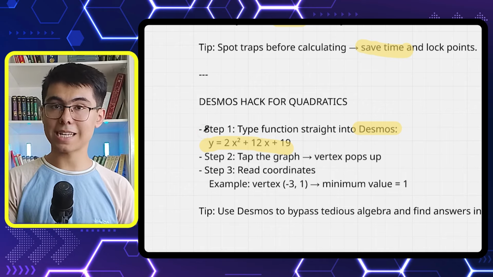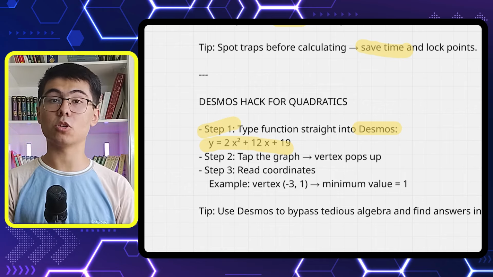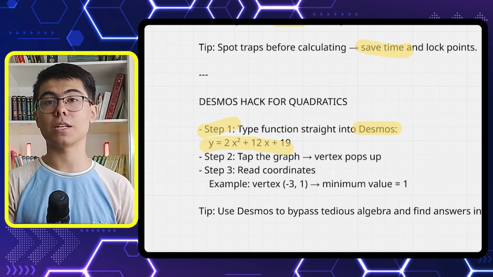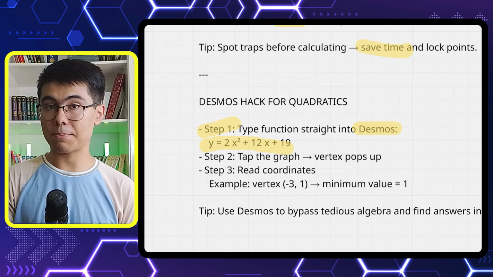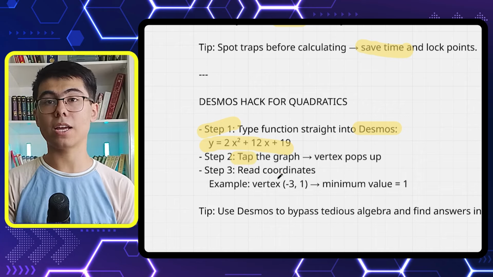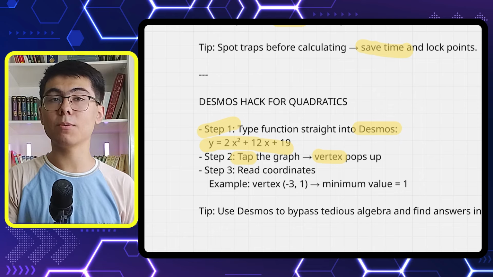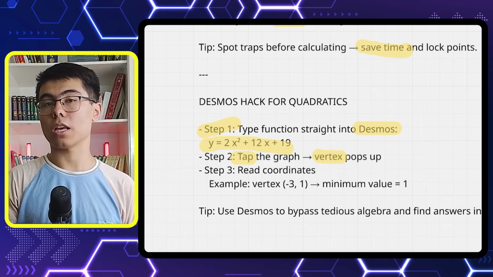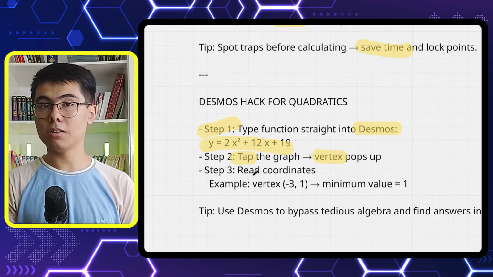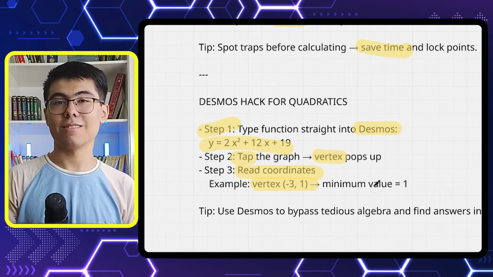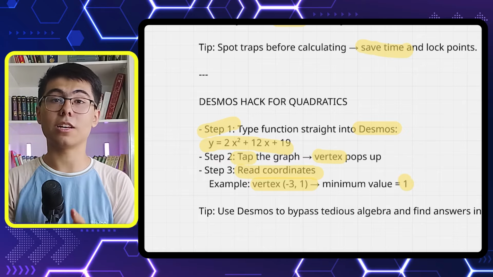Step number 1 is typing it straight into Desmos, y equals 2x^2 plus 12x plus 19. Step number 2 is tapping the graph, and boom, the vertex pops right up. That's your minimum point. Step number 3, read the coordinates. Here it's (-3, 1). So the minimum value of the function is 1.